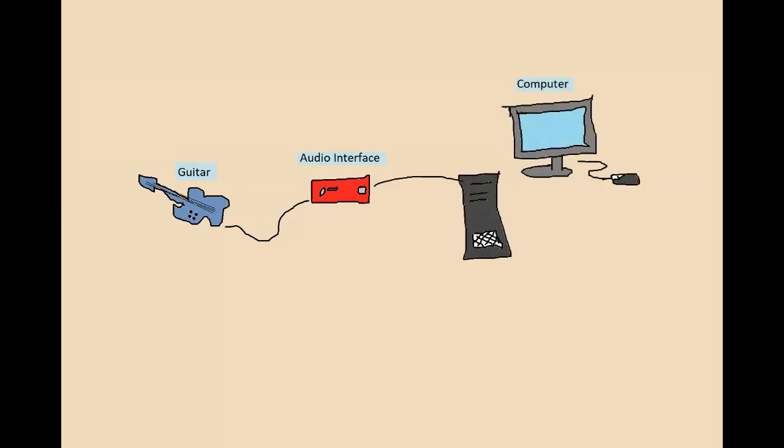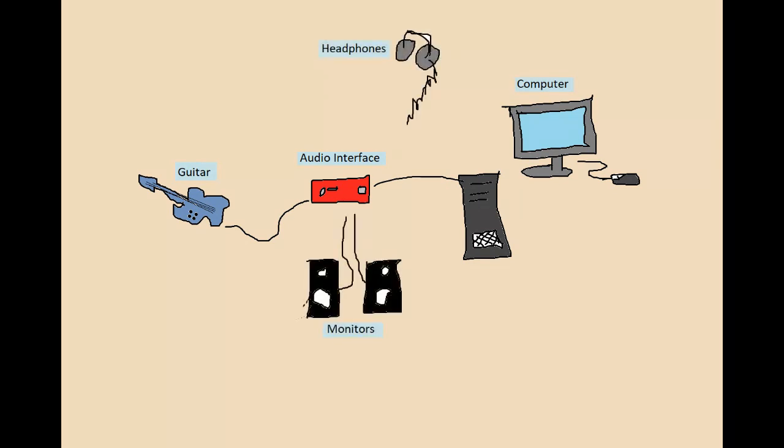Initial setup. You will need the following equipment and gear. Firstly, you'll need a guitar, which is connected to an audio interface, which is in turn connected to a computer with a DAW installed. And finally, you'll need either headphones or studio monitors to hear what you're doing.